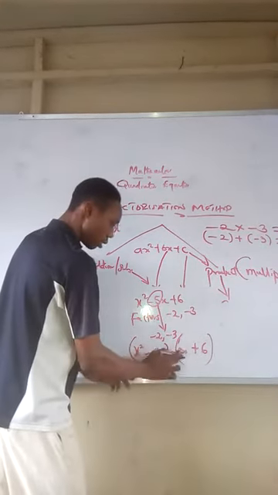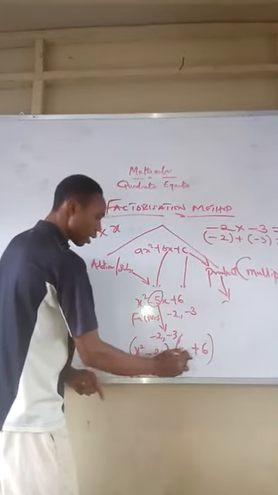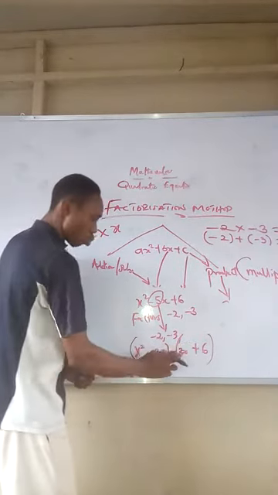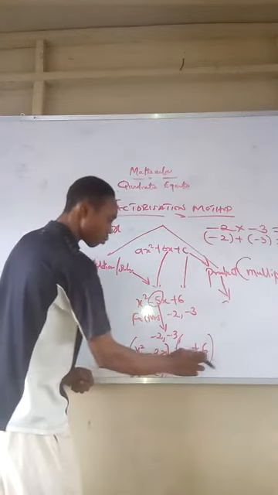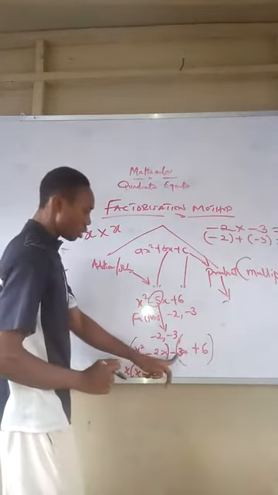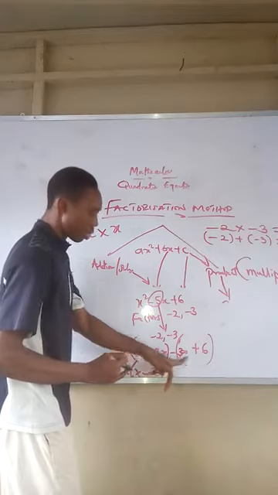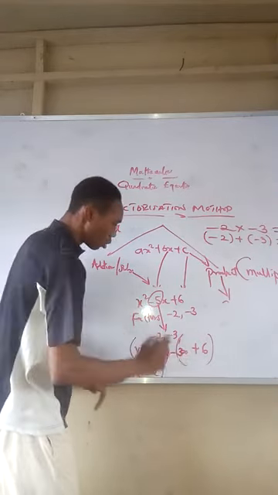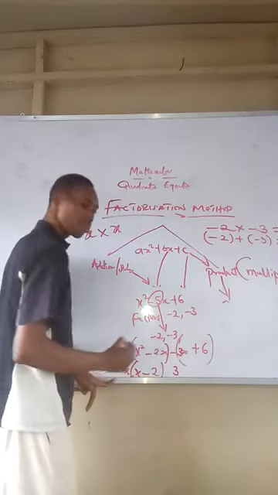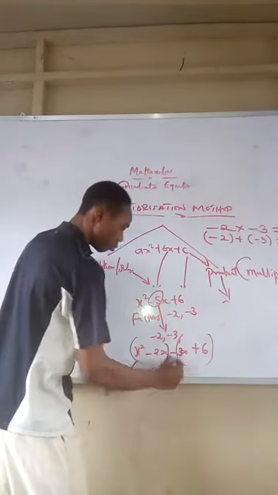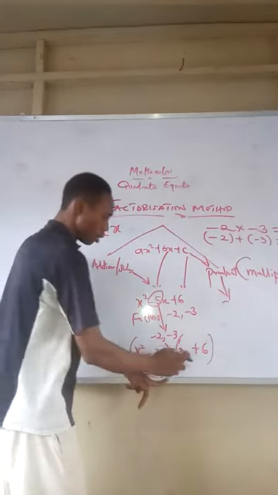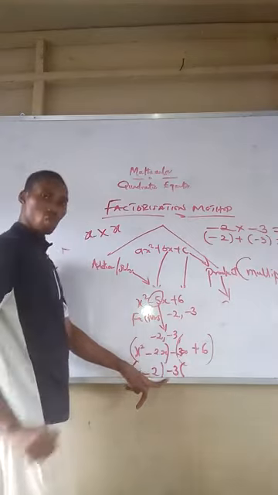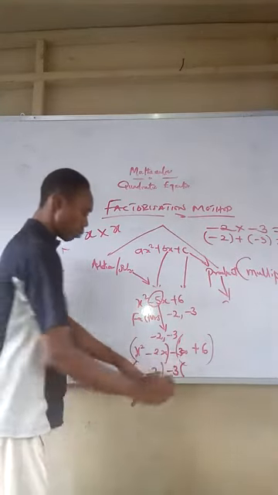Come to this side. Here is 3x plus 6. What is common to the two of them here? Notice that 3 can divide 3x. 3 can also divide 6. So since 3 can divide both of them, your factor there is what? Minus 3, the minus here. So this common factor here is minus 3. Bring it out and open bracket. If you've taken 3 out, what is remaining there? x. Put it here.